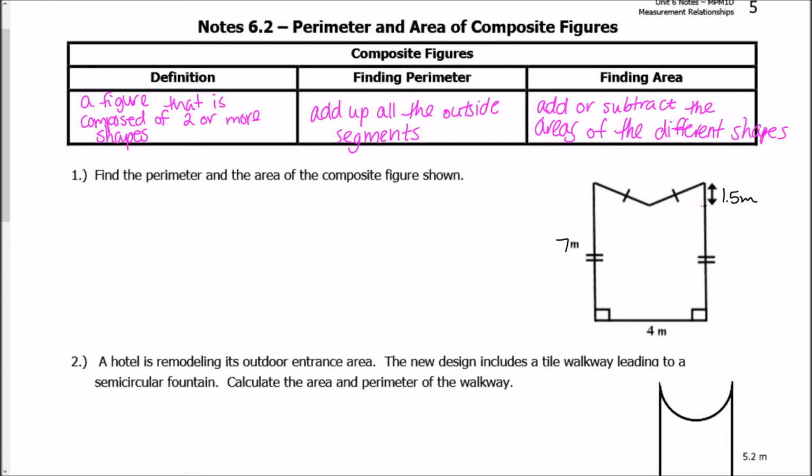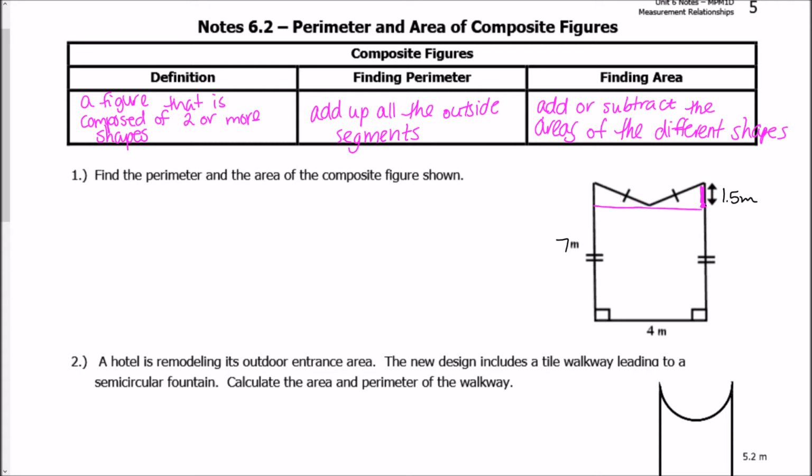So, for example, in question number 1, it says find the perimeter and the area of the composite figure shown below. Okay, so we know that this whole length is 4. Okay, we know that this whole length from top to bottom is 7 meters, and we know that this length right here, from here to here, is 1.5 meters. So I'm going to split my figure up so I can see all the different shapes that it's composed of.